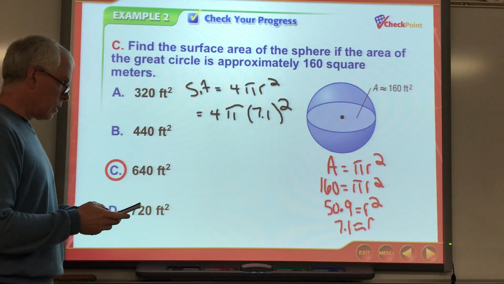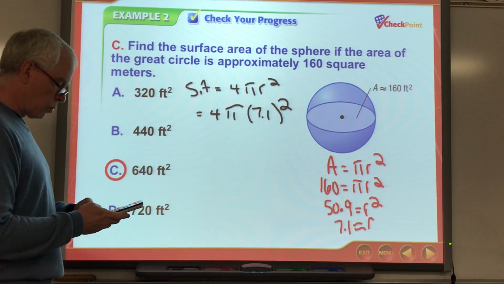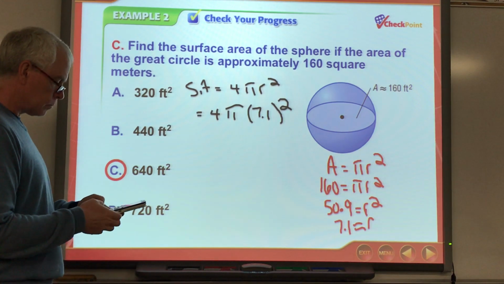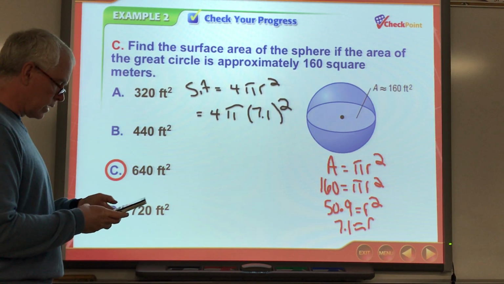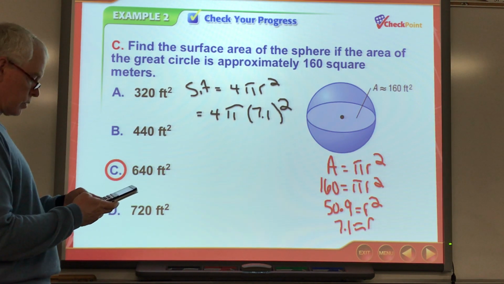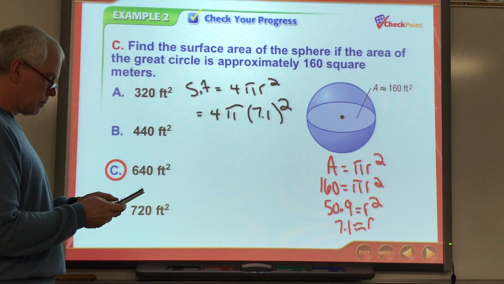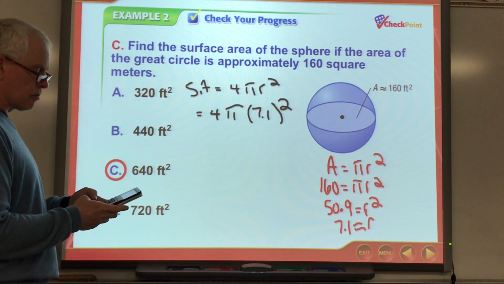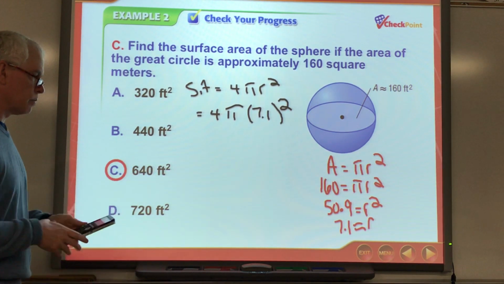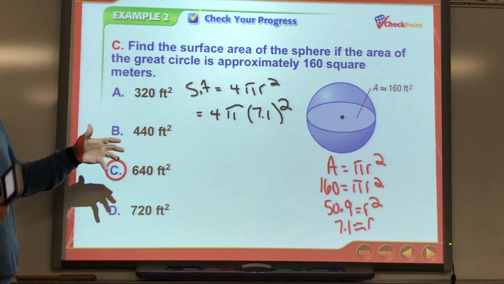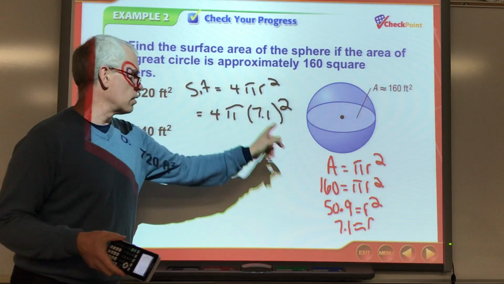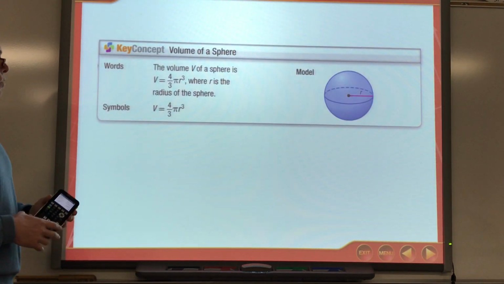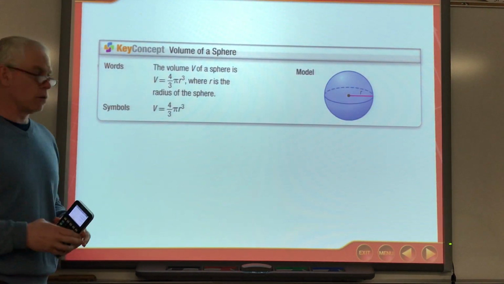So, let me try it one more time. 160 divided by pi, and then the square root of that answer. So I'm going to use that long decimal here and see what I get. 4 times pi times that number squared. Now I get 640 exactly if I use the long decimal. So if you're trying to match answers to the back of the book, try to use the entire decimal instead of just 7.1.